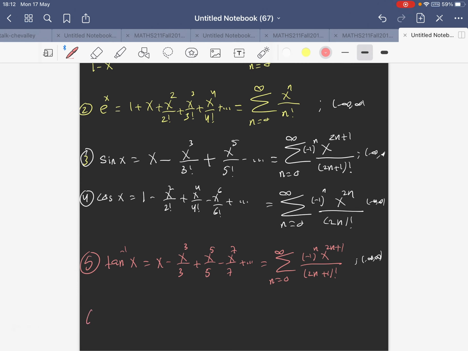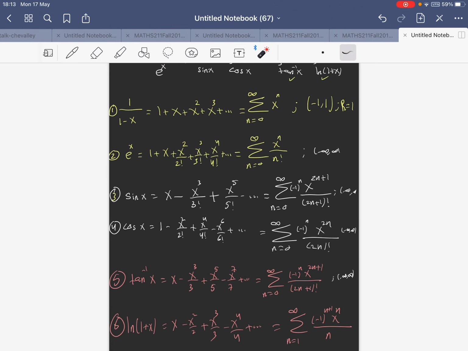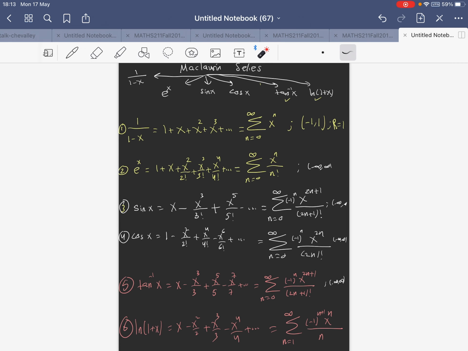So number 6, go back and see them, ln(1 plus x). It is x minus x squared over 2 plus x cubed over 3 minus x^4 over 4, and so on. Which is alternating, so this is negative 1 to the n, and then x to the n over n, and here n starts from 1 to infinity. Just I write n plus 1 to fix that the first term should be positive. So please keep this in mind. We will need them whenever we use them, and let's go and see how we will use them in several examples.